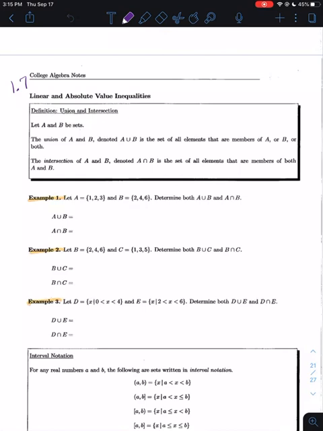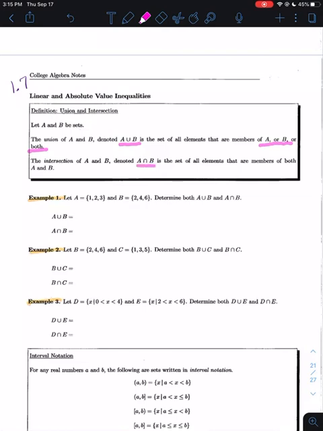First thing we'll talk about is the union and intersection of two sets. So the union symbol, which looks like a U, is the set of all elements that are numbers or members of A or B or both. All right, so union is A, B, or both. So you're adding them all together.